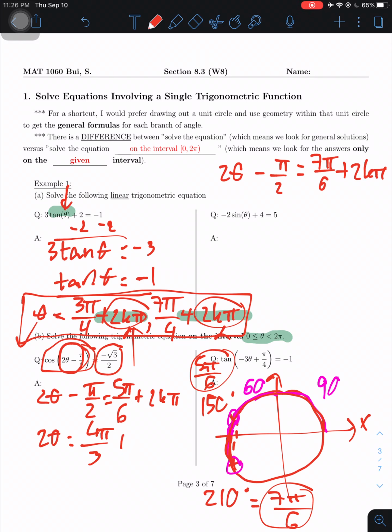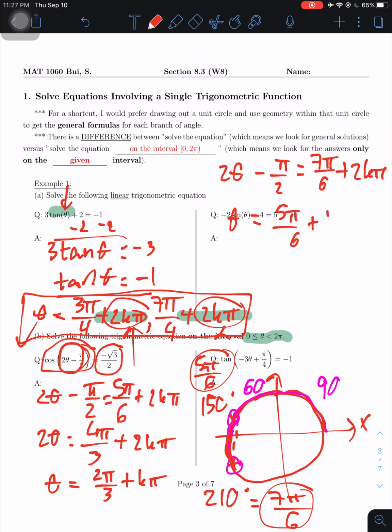And now we have 2k pi in here because we don't do anything to the 2k pi. And then we divide everything by 2. So then this is 2 pi over 3 and this is k pi. Okay? And we're going to do the same procedure for this one. So I'm going to fast forward and give you guys the answer of this one, which is 5 pi over 6.